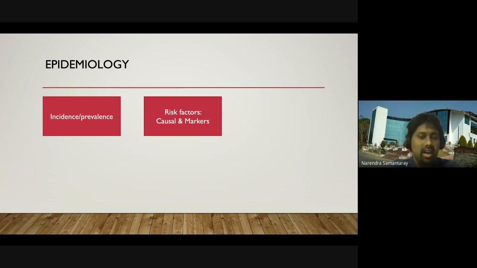Hence, all the risk factors that are not causal, but are predicting the risk of disease, are known as markers. Again, repeat: those risk factors which definitely predict a certain disease condition, but are not the causal factor, are simply known as markers.